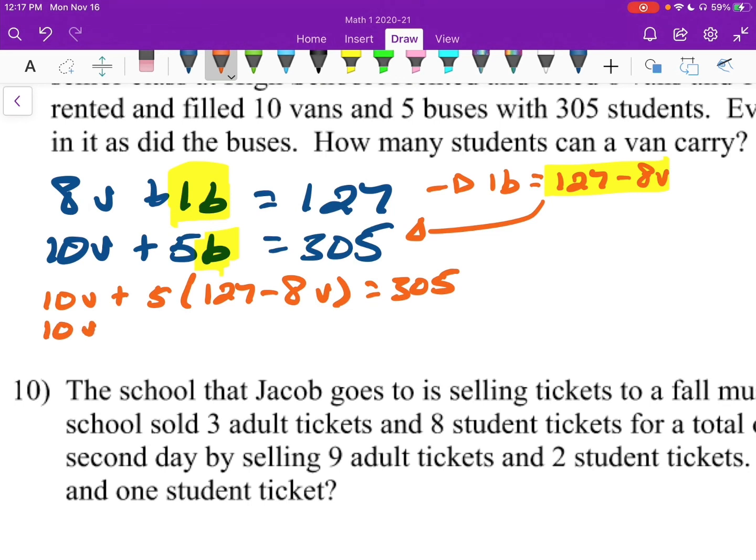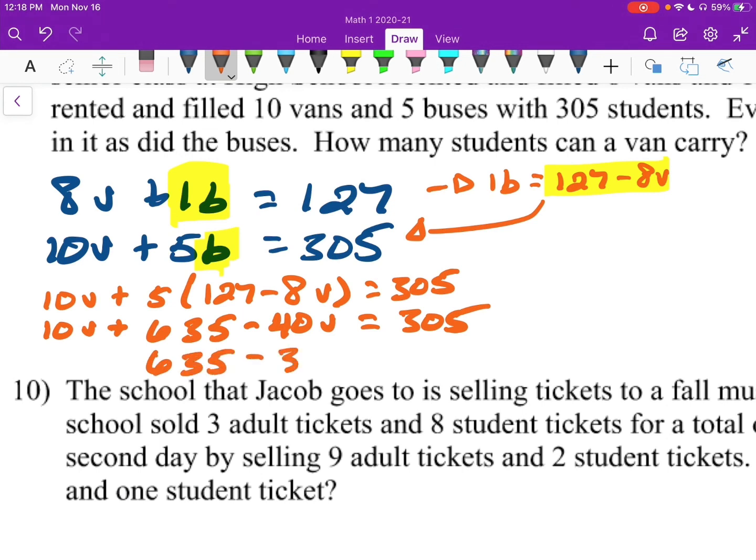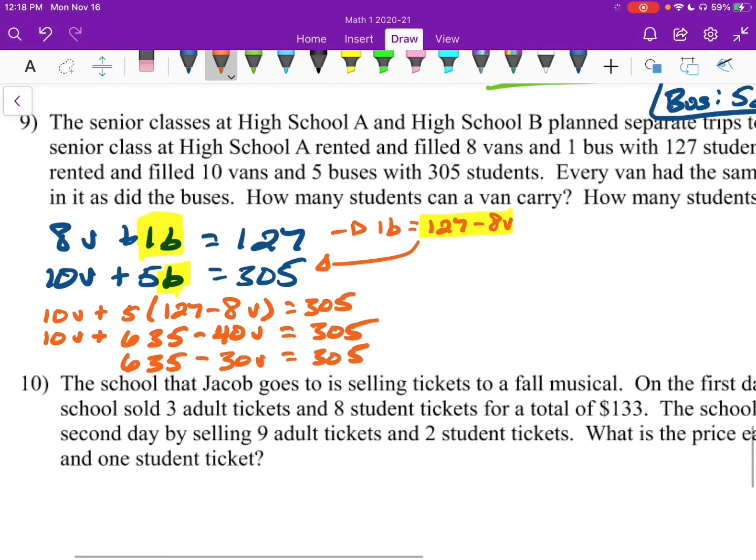This is 10v plus 5 times 127, 635 minus 40v is 305. I can combine like terms, and I'll say 635 minus, well, 10v and negative 40 gives me negative 30v is 305. I'll pull this up here, and I'm just going to copy it down again so I have more room. 635 minus 30v, 305.